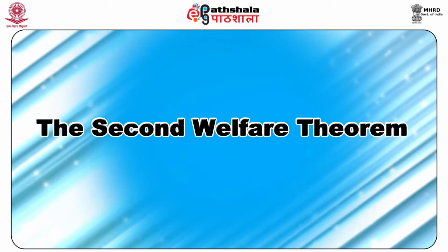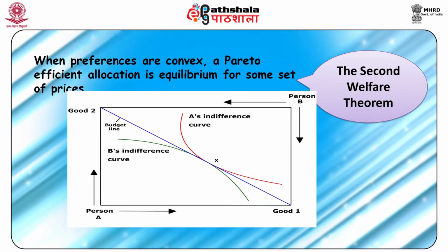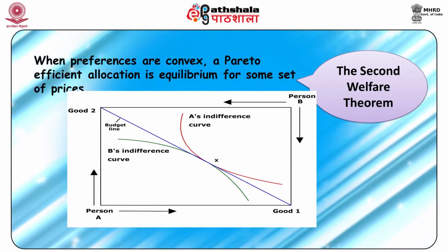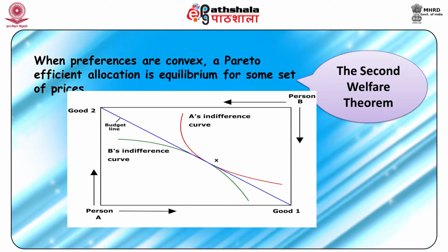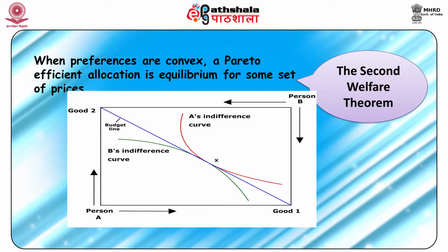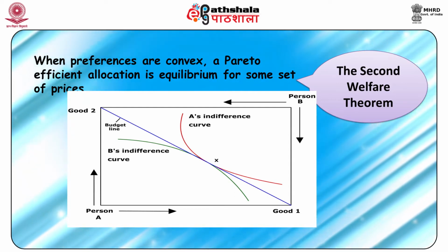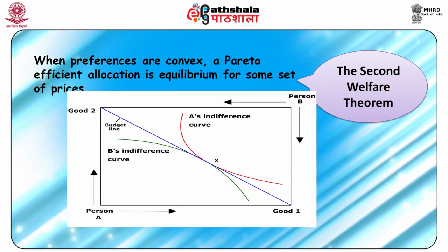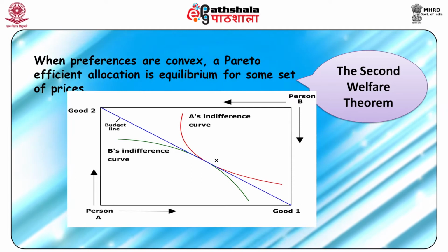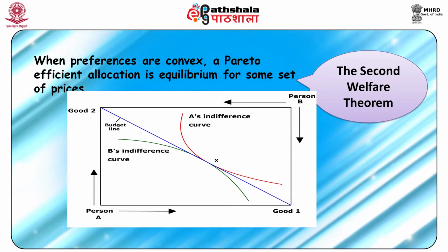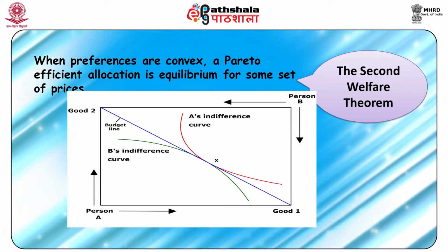The second welfare theorem. This theorem states that when preferences are convex, a Pareto efficient allocation is equilibrium for some set of prices. This is illustrated in figure 4.2. Consider that at a Pareto efficient allocation, the set of allocations A prefers is disjoint from the set that B prefers. This implies that the two indifference curves are tangent at the Pareto efficient allocation, that is point X.